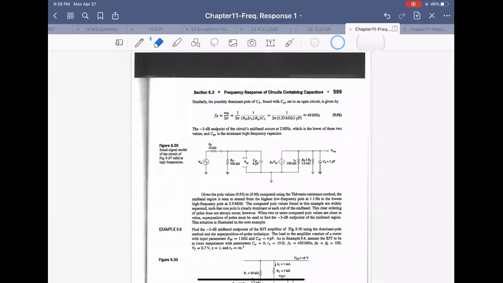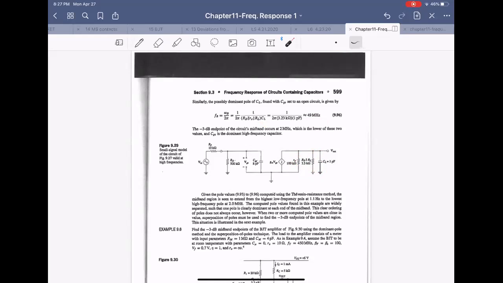CL is here. What is parallel with this one? This is parallel, this parallel, right? So C, 2 pi CL times the parallel of RD, RL, and RO. If this is too high, you can ignore this one. Just keep this one. We have this one.